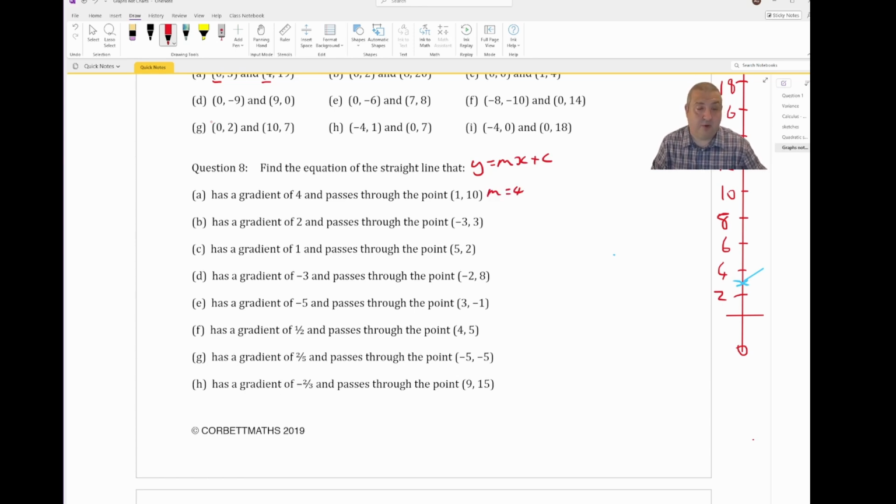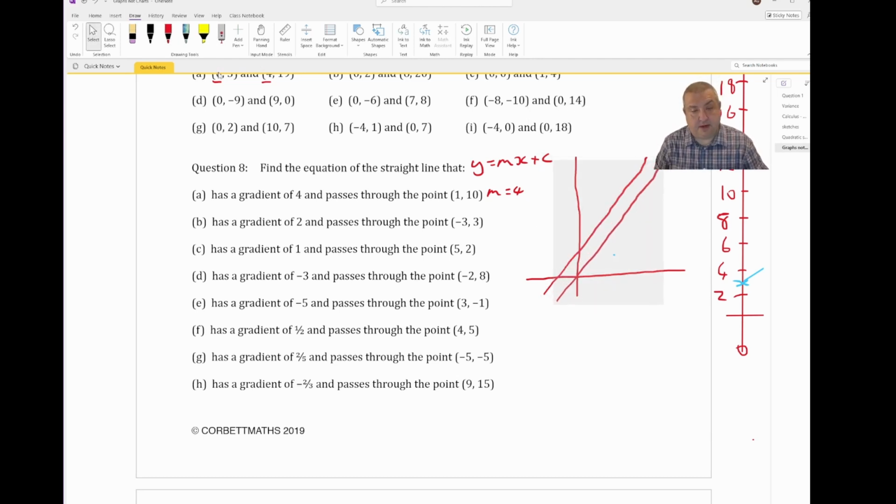And that passes through the point. This gets a bit more tricky. We're looking for c. So it passes through the point 1 and 10. So let me just draw a sketch of what that would look like. So it's a graph like this, and I'll draw it as a straight line, well, straight as I can draw.